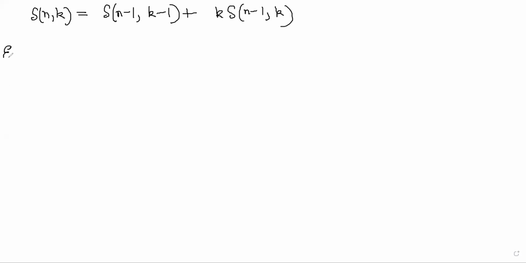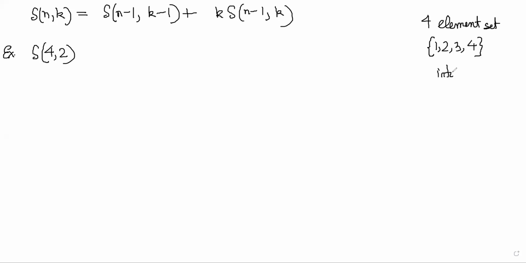So I'll just write the recurrence here. S of n,k is equal to S of n minus 1, k minus 1 plus k times S of n minus 1 comma k. So now suppose as an example, we want to find S of 4 comma 2, right? S of 4 comma 2 means partition the 4 element set 1 2 3 4 into two blocks, right? So let's see what we can do here.